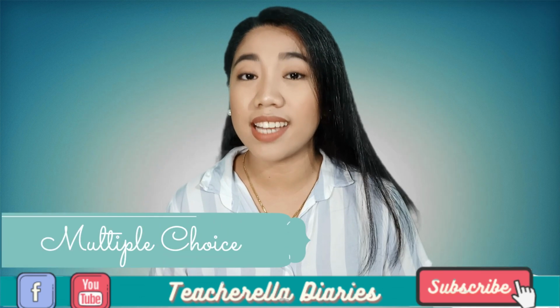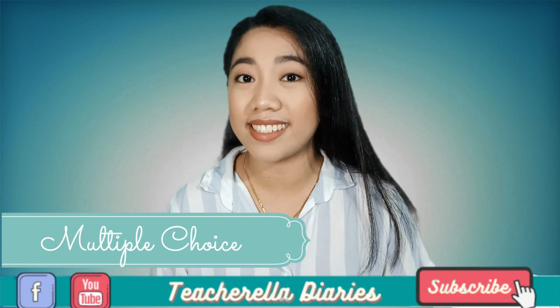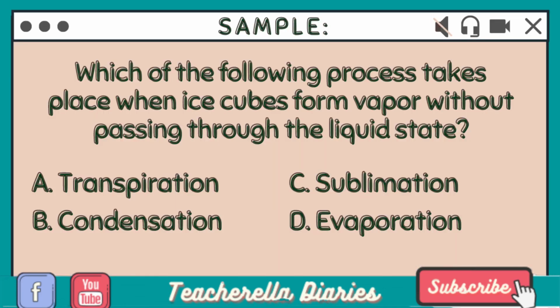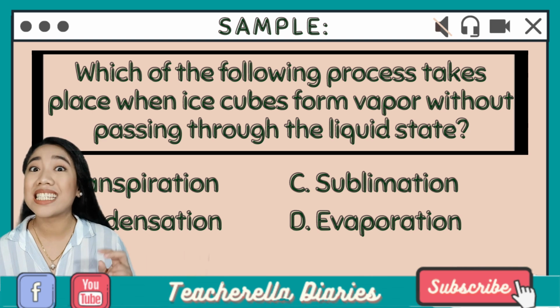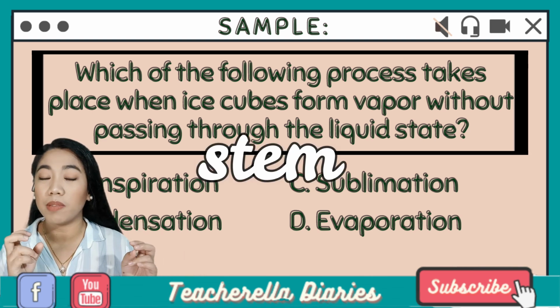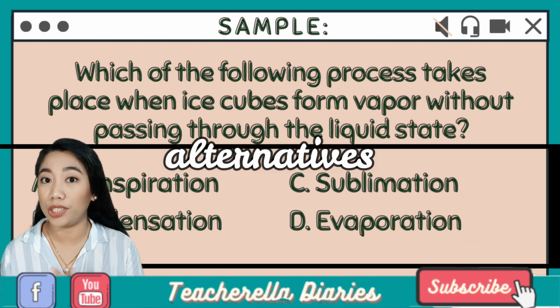First on the list is the multiple choice test. Let's look at this example. Which of the following process takes place when ice cubes form vapor without passing through the liquid state? A. Transpiration, B. Condensation, C. Sublimation, or D. Evaporation. This part of the item is called STEM, and our STEM is followed by alternatives.